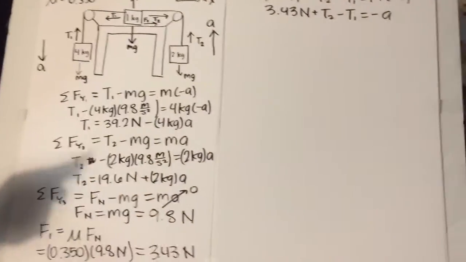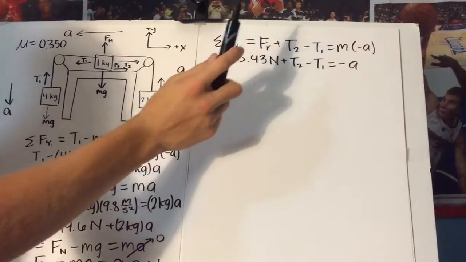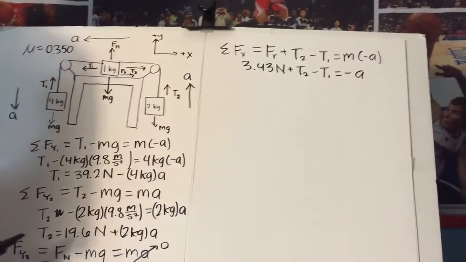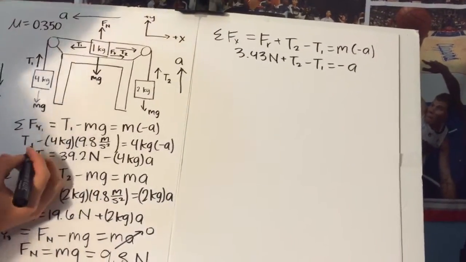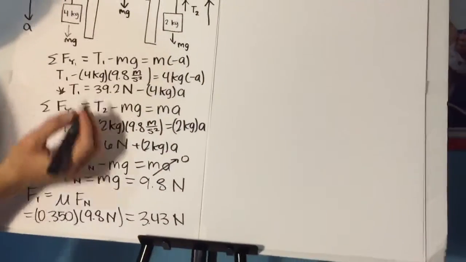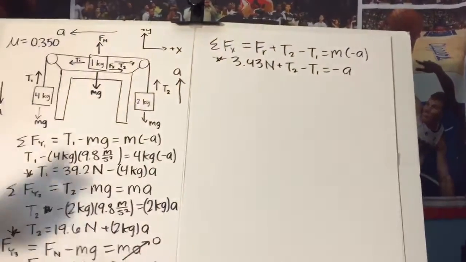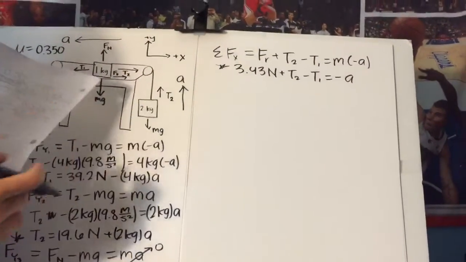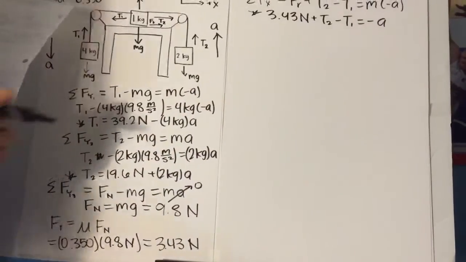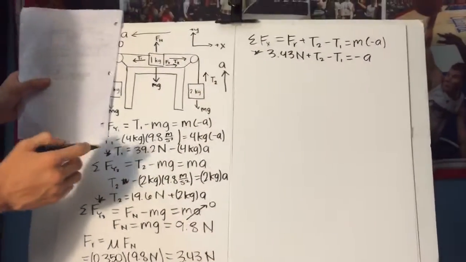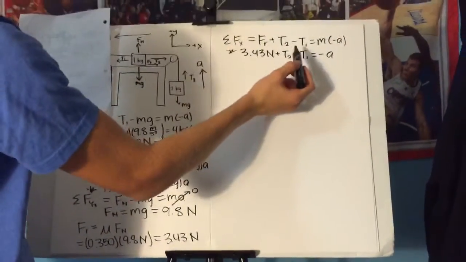So now we have 3 variables, tension 2, tension 1, and acceleration, and we also have 3 different equations that we found right here, here, and here. So now we just do a simple 3 variables, 3 equations to solve for our variables. So since we already have what T1 and T2 equal, we're just going to plug that in right here.